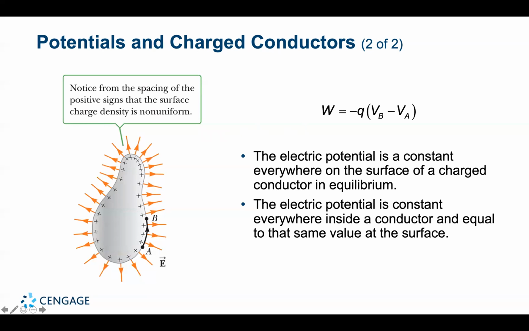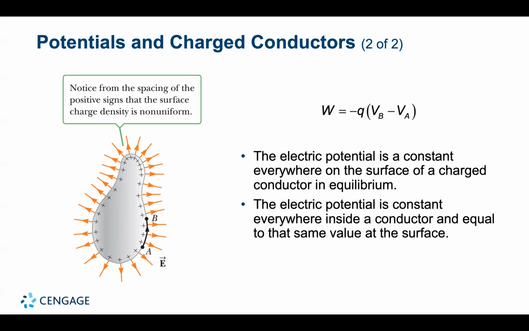Remember when we talked about a conductor in electrostatic equilibrium in the last topic, you learned that a net charge placed on a conductor is entirely on its surface. Also, we showed that the electric field just outside the surface of a charged conductor in electrostatic equilibrium is perpendicular to the surface, and that the field inside the conductor is 0. Now let's show that all points on the surface of a charged conductor in electrostatic equilibrium are at the same potential. Take a look at the figure here.